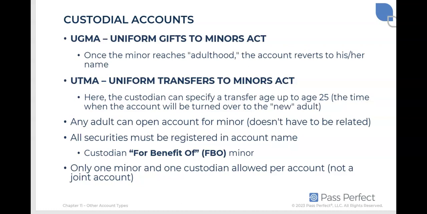The only difference between UGMA and UTMA is that under UGMA, the account becomes the minor's property in full. They can gain access to it once they're of legal age. Under UTMA, the transfer can be delayed until age 25. And in many states, UTMA has replaced UGMA.